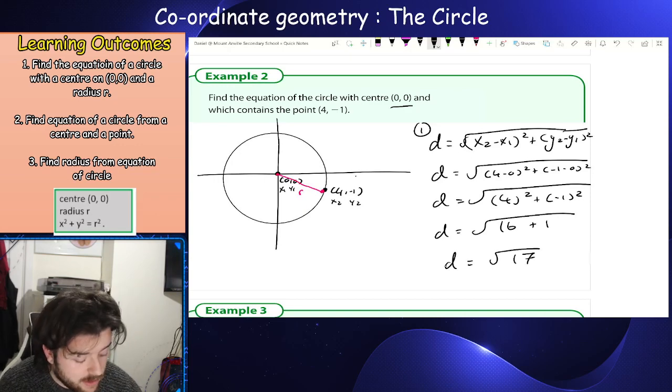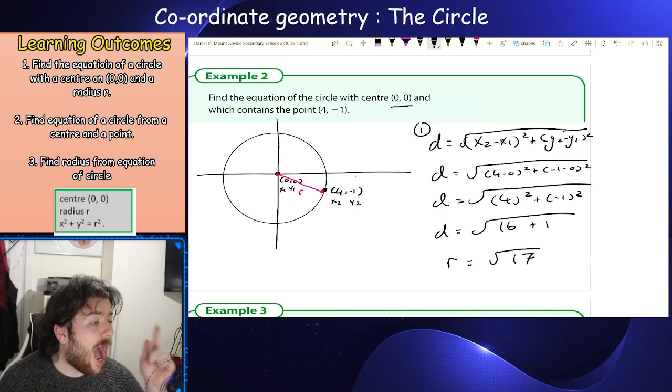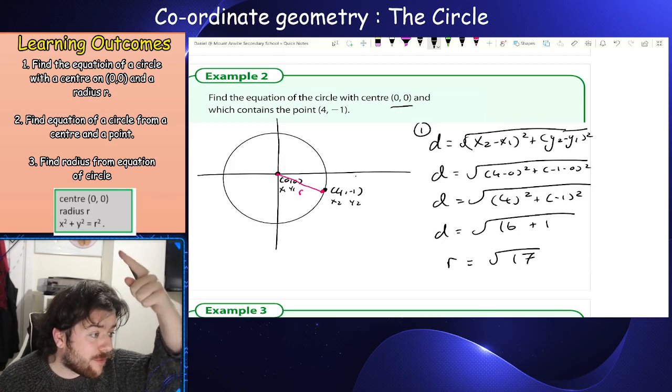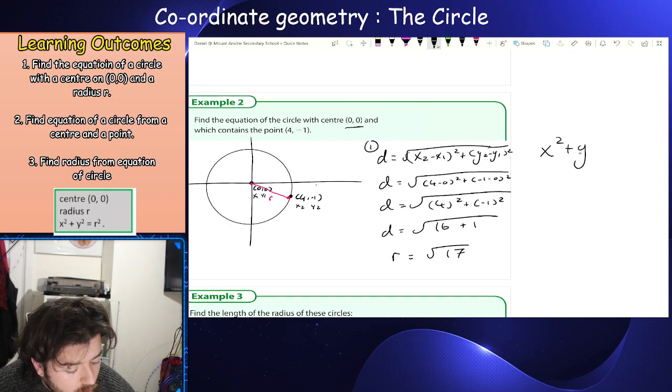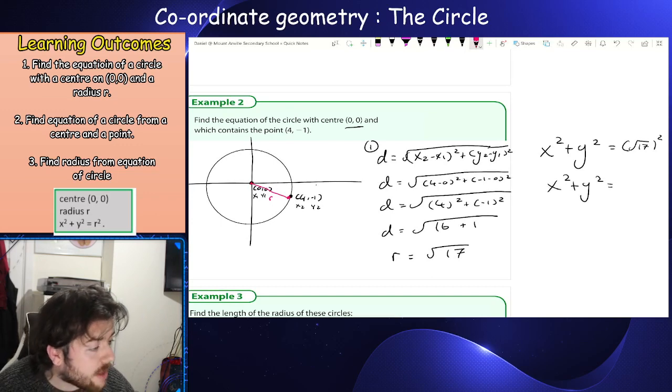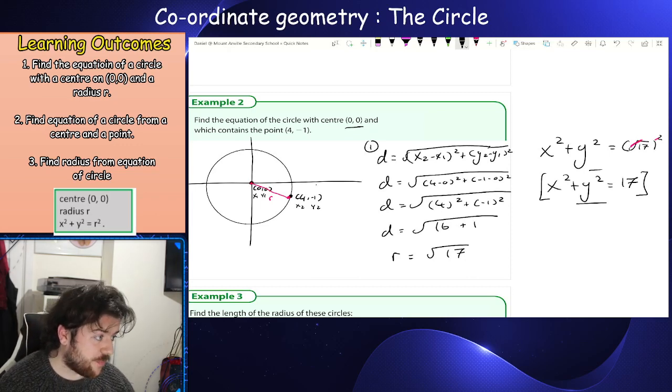So the distance equals square root 17, but the distance is my radius. So my radius is square root 17. And then I can now use my formula up here. x squared plus y squared equals r squared, in this case square root 17 squared. Remember, if I'm squaring something in a square root, I get rid of the square root and keep what's inside. So x squared plus y squared is equal to 17. And that is the equation of that circle.